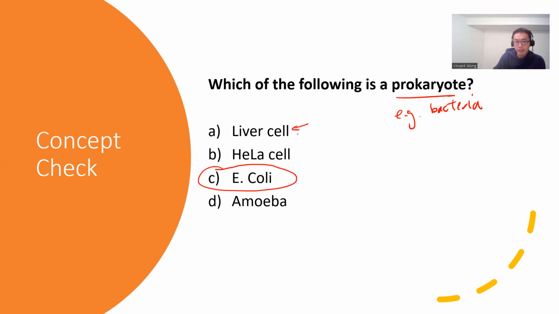Okay. Liver cells are human cells. That is eukaryote. HeLa cell is also human, even though it's cancerous, but it's still human. So that's eukaryote. Amoeba is not a bacteria. I told you they live in pond water, right? So that is also eukaryote. Okay? The only one that's prokaryote is the E. coli. You probably have heard of E. coli before, right? It causes contamination in things and can make people feel very sick if it's in your food.